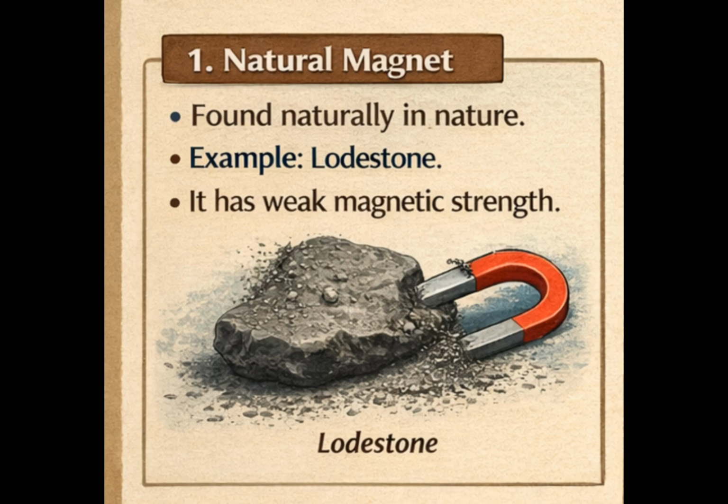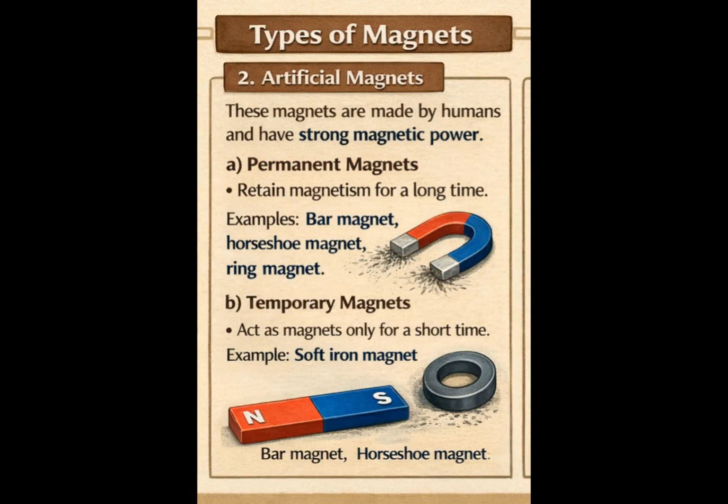Second one, artificial magnets. Artificial magnets are made by humans and have strong magnetic power. In artificial magnets, we can see another two types: permanent magnets and temporary magnets. Permanent magnets retain magnetism for a long time. The best example is the bar magnet. And we can say horseshoe magnets and ring magnets are also examples of permanent magnets.